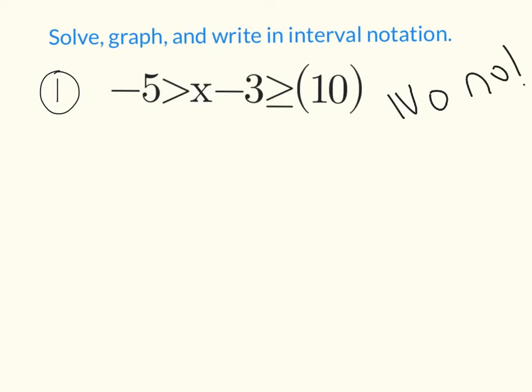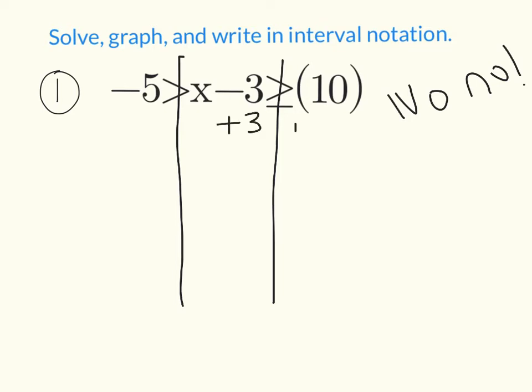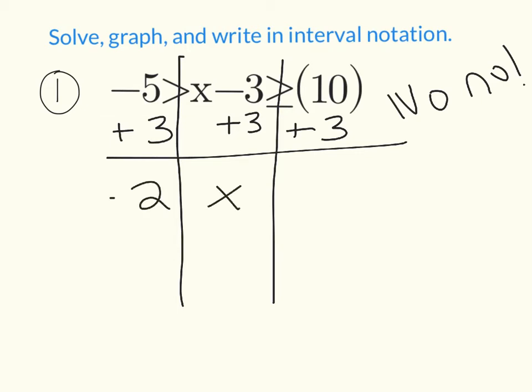The reason why you can't do it, I'm going to show you in a bit. But let's just say we can solve this. We're going to solve this down. If I'm solving for x here, I notice I have an x minus 3. I'm going to add 3 to every part. -5 plus 3, that's -2. We have x here, and we have 13 there. The way we have it is x is between -2 and 13.